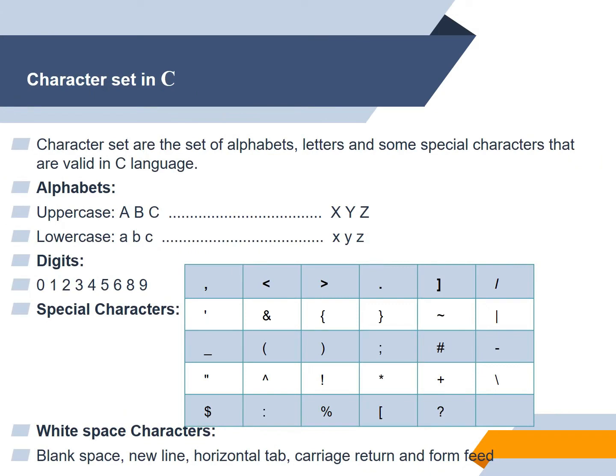These are the character sets which are used in C. Character sets supported by C are alphabets, letters and some special characters which have specific meaning in it, like uppercase alphabets, lowercase alphabets, all digits, and these are all the special characters which are used purposely. And white space characters like blank space, new line, horizontal tab, carriage return and form feed.